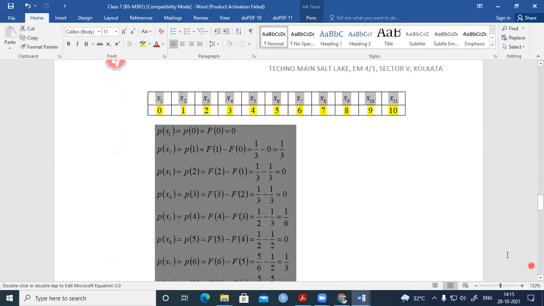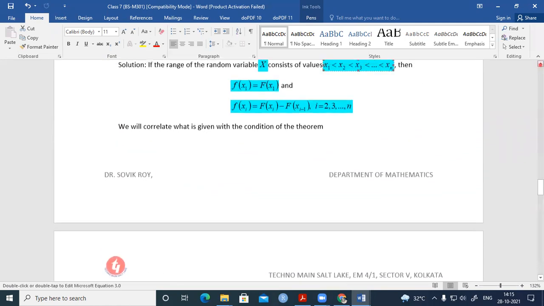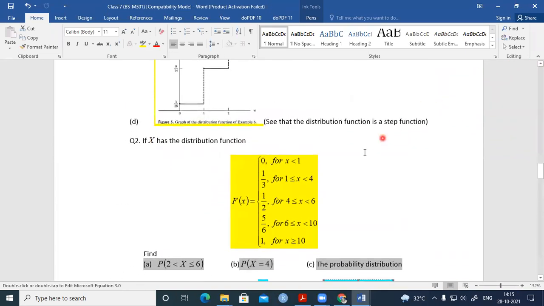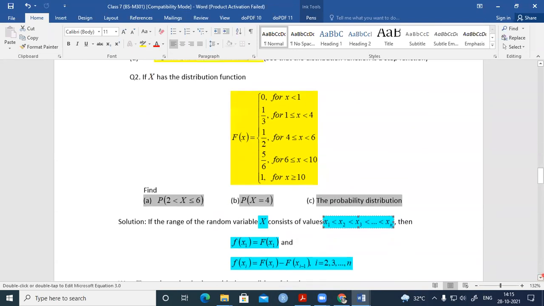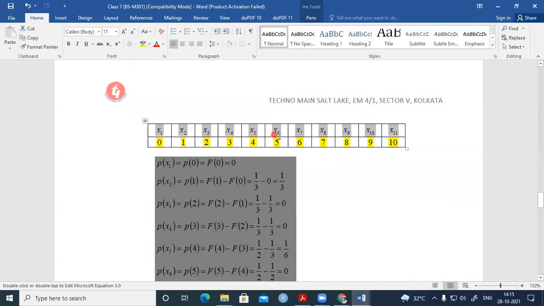What I have done here is that I have written all the points, because you see my points will start from 0 to 10. Why is it so? Just look at the distribution function. I have considered 0. You can consider 0 or you may not consider 0, it doesn't matter. Actually, the lowest point is 1 and the highest point is 10. I have calculated all the points here, I mean 1, 2, 3, 4, 5, 6 up to 10. All the points I have written.